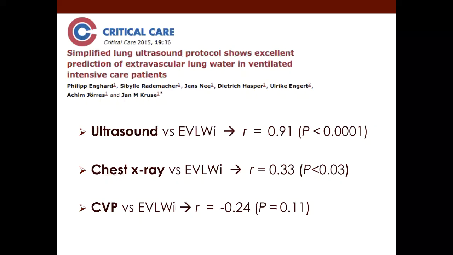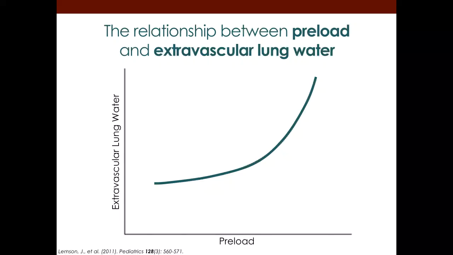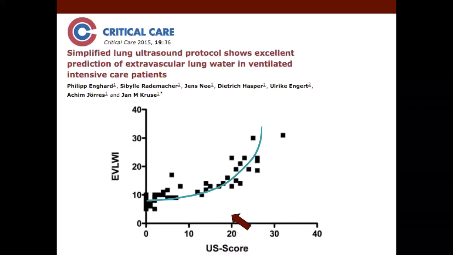The other thing, though, that I want to highlight from this study is that it found a clear relationship between the number of B lines on lung ultrasound and the degree of extravascular lung water. If you fit a curve to this graph, it looks something like this. What does the shape of that curve remind us of? It reminds us of this curve, right? The relationship between preload and extravascular lung water. And just like this curve having an inflection point, this curve also has an inflection point.